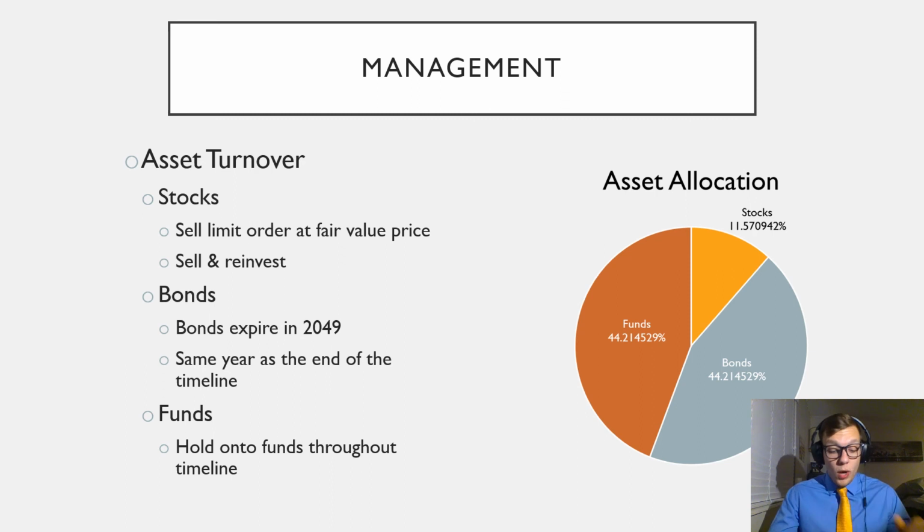And looking over to the management of our portfolio over time, with these stocks, we will hold on to our stocks until they reach that fair value price. And when or if they do reach that price, we will have a limit order set to sell these stocks at that price in order to gain our total returns on them. And then after that limit order is executed, we will reinvest the funds gained into our two funds in equal weight. Looking at the bonds, we will just hold our bonds until their expiration date in 2049, which is consistent with our timeline.